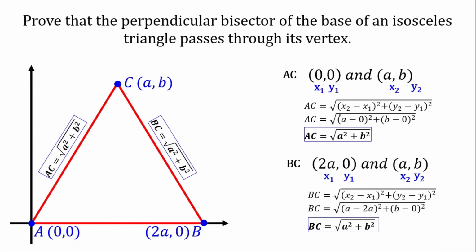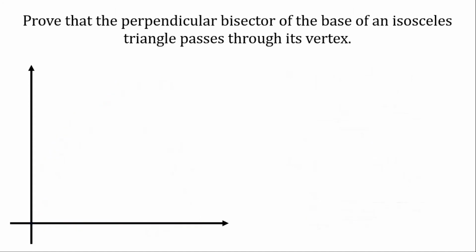So a minus 0, that is x sub 2 minus x sub 1, and b minus 0, and that gives us this answer. On the other hand, we have a minus 2a, that gives us negative a, squared that is a squared, and b minus 0, that is b squared. So they have the same distance, so this is an isosceles triangle.